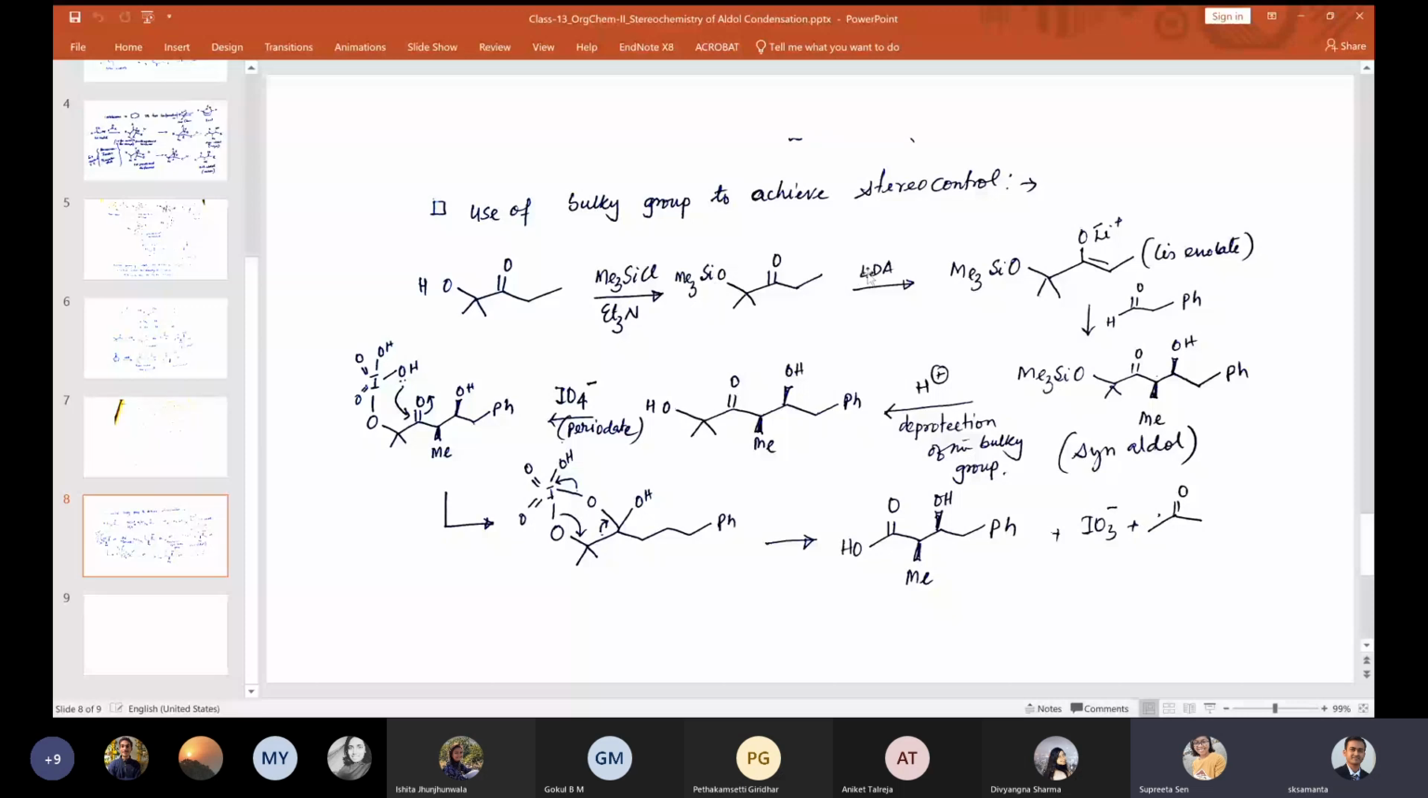And now you take the base. If you take the base, you have only one acidic proton here. So this acidic proton is picked up, and then you have the cis enolate because you have this kind of a very bulky group here. So definitely your cis enolate will be preferable.